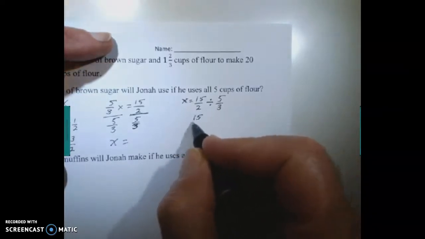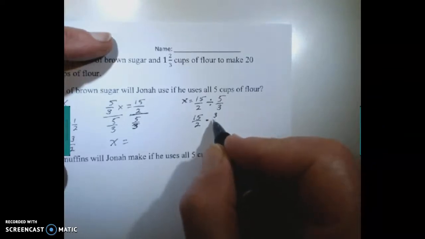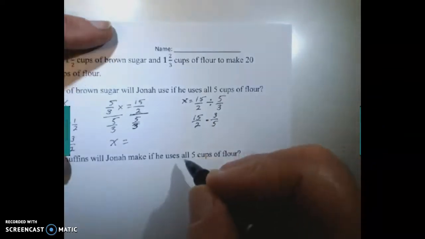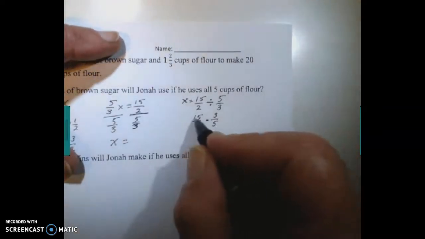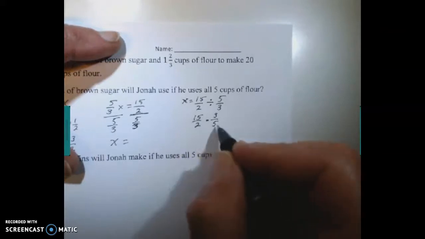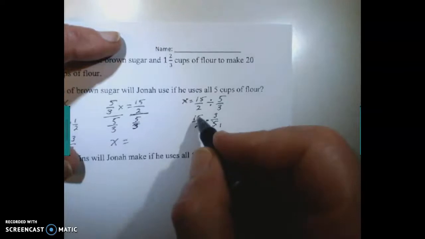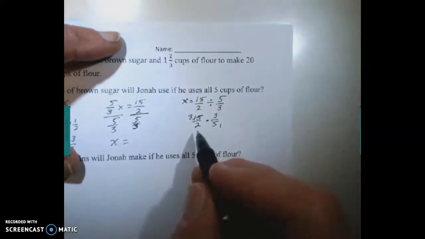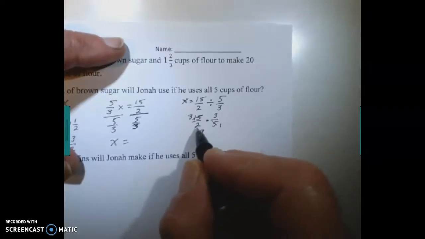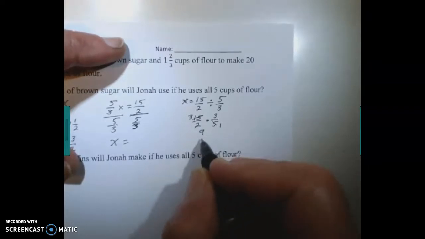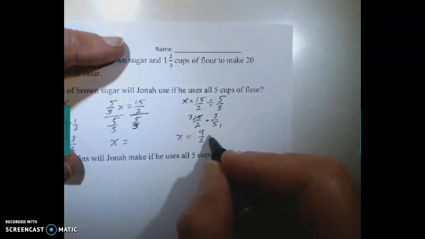So it's 15 over 2 times the reciprocal of 5/3, which is 3/5. Reducing before you multiply is a wonderful tool. 5 and 15 can both be divided by 5. This 5 becomes a 1. 15 divided by 5 is 3. Multiply numerator times numerator, you get 9. Denominator times denominator, you get 2. So x is equal to 9/2.